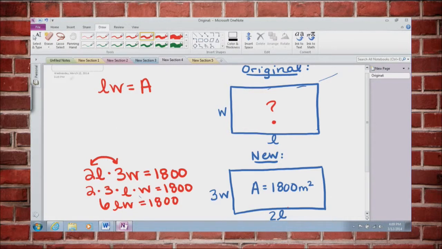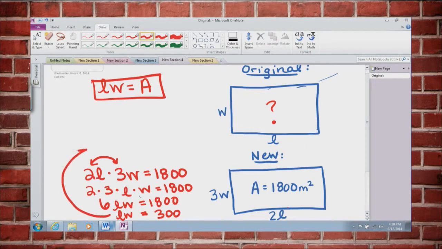Now, what we really wanted to find was just L times W. So to solve for that, we divide each side by 6. When we divide by 6, we get L times W equals 300. This is the area of our original rectangle. We don't know the length, we don't know the width. That's okay. We just need the length times the width. Using algebra, we found that L times W is 300. And with our measurement, it's important to label it, so meters squared. So the area of the original rectangle is 300 meters squared.